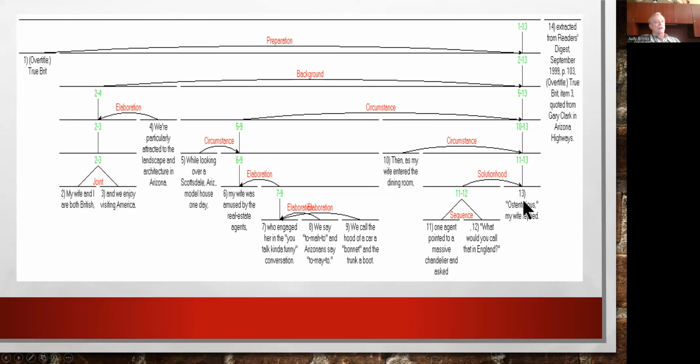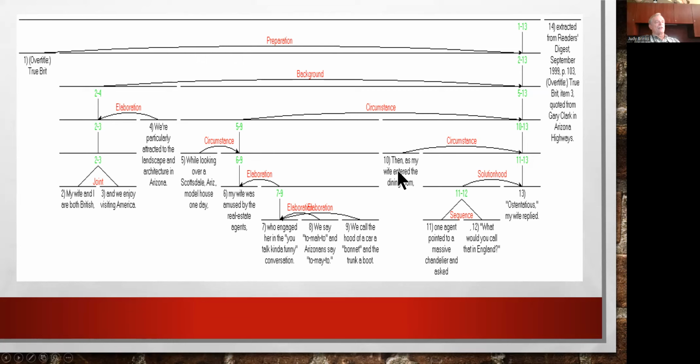And now we're going to get over here to this main nucleus, which is the main point of the story. But while looking over a Scottsdale, Arizona model house, my wife was amused by the real estate agent. That's the nucleus. This is the circumstance satellite. And this nucleus has 3 other circumstance satellites related to it. My wife was amused by the real estate agent and elaboration, because he thought it kind of funny, and he said, we say tomato and Arizonans say tomato. We call the hood of a car a bonnet and the trunk a boot. So now we move over to another circumstance.